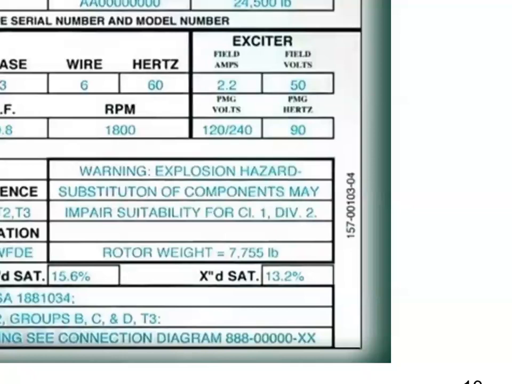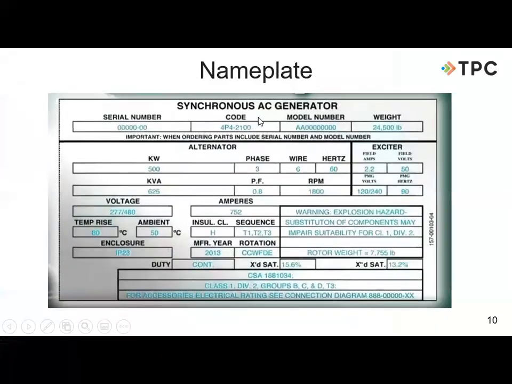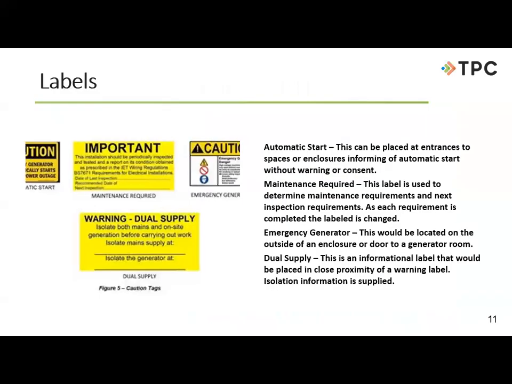So a lot of information on these nameplates, no question. And we should always pay really close attention to the little details on here because it's going to impact our performance if we go outside some of these parameters. Now we're going to take a look at some safety labels that might be on these generators. Very important that we have these in a good place that everybody can see.